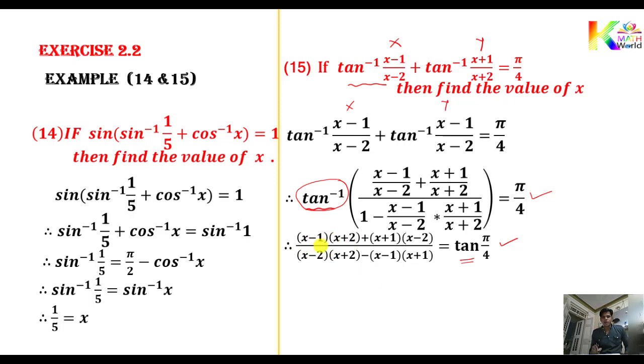Now simplify this one. When you open this bracket, you get x square plus 2x minus x minus 2, that is, x square plus x minus 2. In the same way for the denominator, this is like a minus b into a plus b, so you can write a square minus b square. So you get x square minus 4. In the same way here, a minus b into a plus b, so you get x square minus 1.